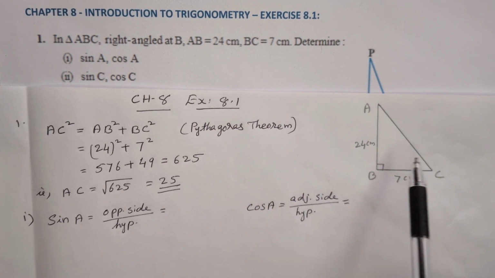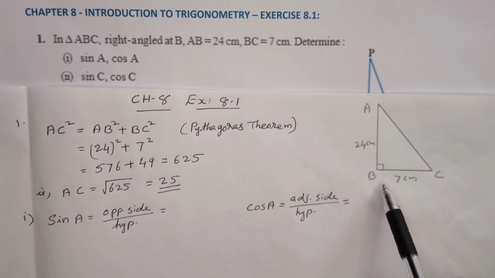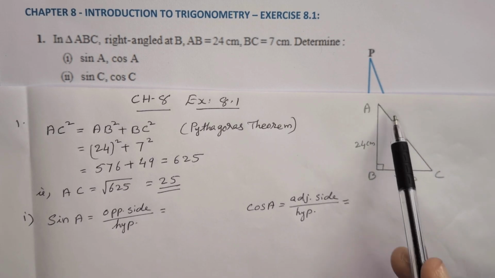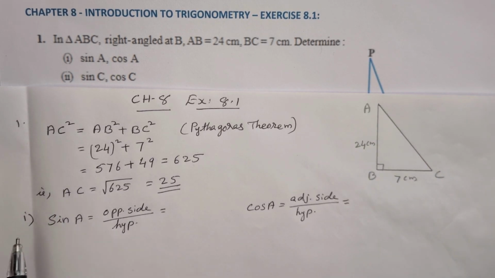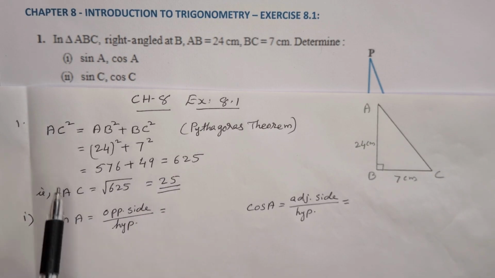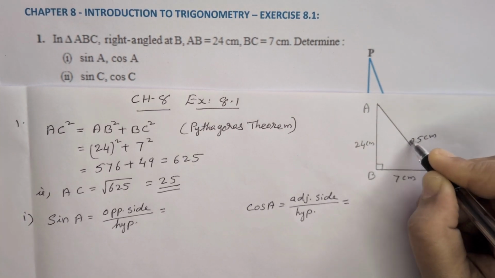Using Pythagoras theorem, we can find the hypotenuse AC. So base square plus altitude square is equal to hypotenuse square. That means hypotenuse square is equal to 24 square plus 7 square, that is 576 plus 49, 625. Then AC square is 625. AC is square root of 625, that is 25. So we can write the hypotenuse as 25 centimeter.